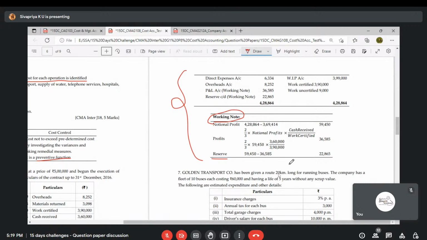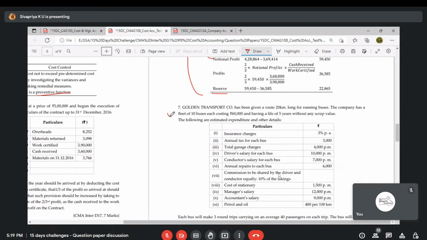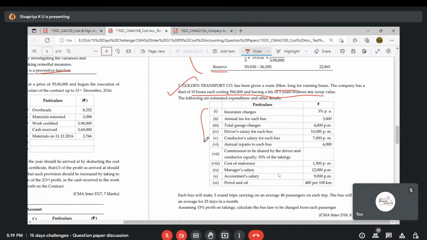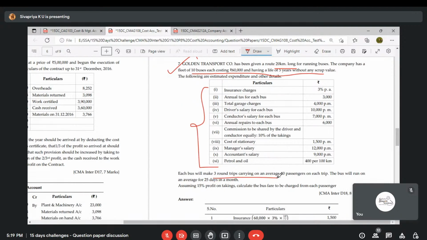Right? Question number 7. This is service costing. On a 20 km route, a company has 10 buses. Each costing 60,000, life 5 years without scrap value. And all other expenses are given below. Each bus will make 3 round trips carrying average 40 passengers and the bus will run on average 25 days. 15% profit on takings is required and you have to calculate the bus fare to be charged.